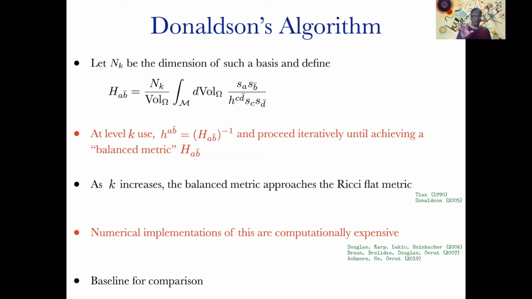Donaldson's algorithm is for constructing a so-called balanced metric. This balanced metric is a fixed point of some iteration scheme. In the limit where k goes to infinity, the balanced metric that Donaldson provides approaches the Ricci flat metric. Numerical implementations of this have been established.